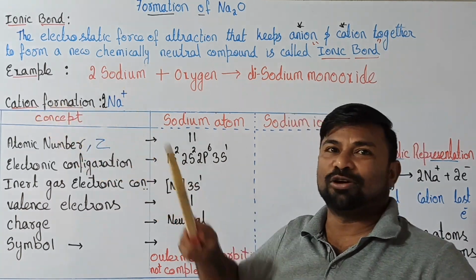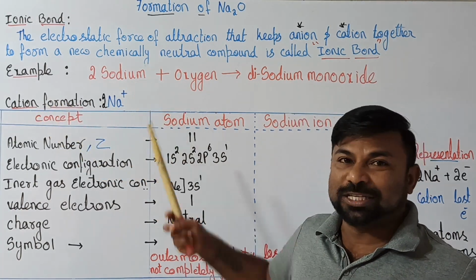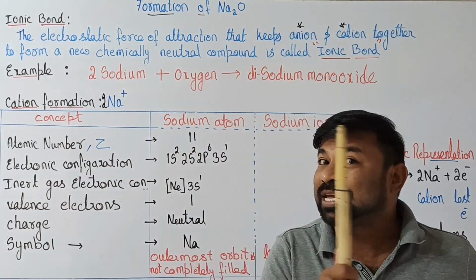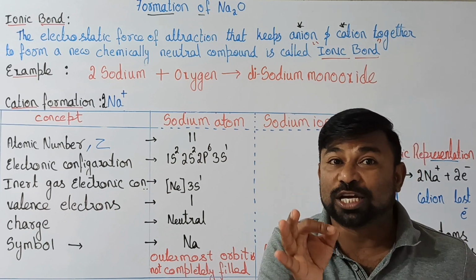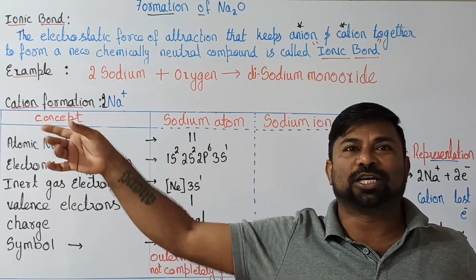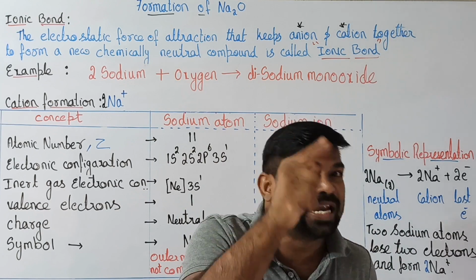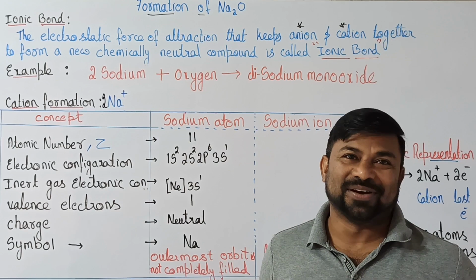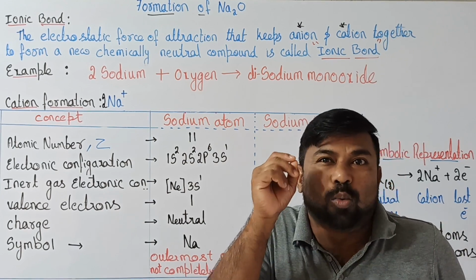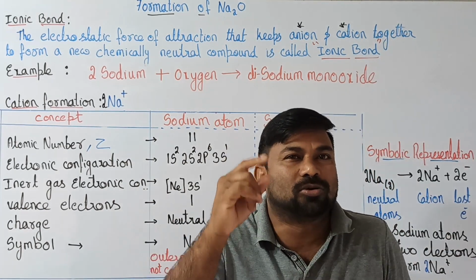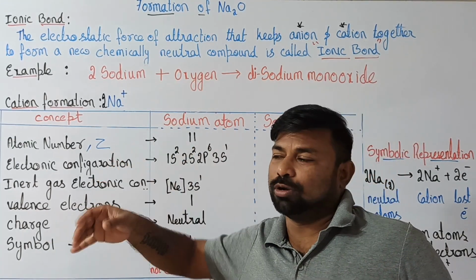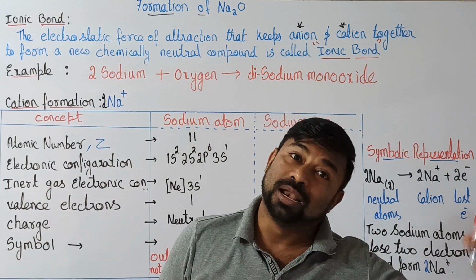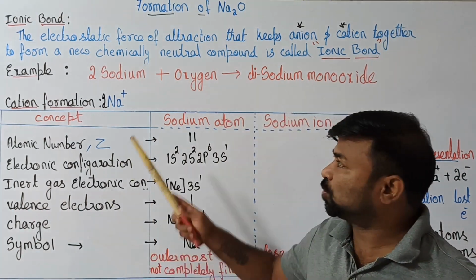The one which is losing electrons becomes the cation, the positively charged particle. The elements of group 1A are highly reactive because their valence is only 1. Their outermost orbital has only one electron, so they like to get rid of it. Not only sodium, all the elements of the 1A group like to lose one electron and become stable like the nearby noble gas.